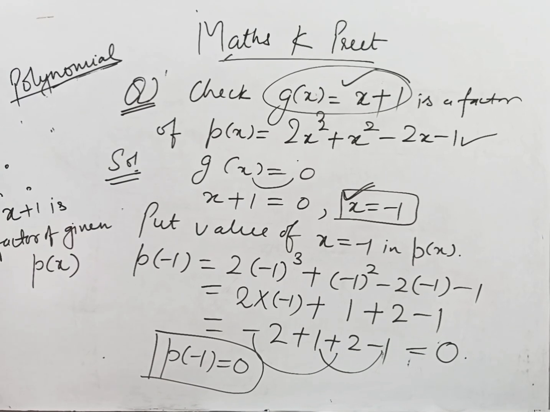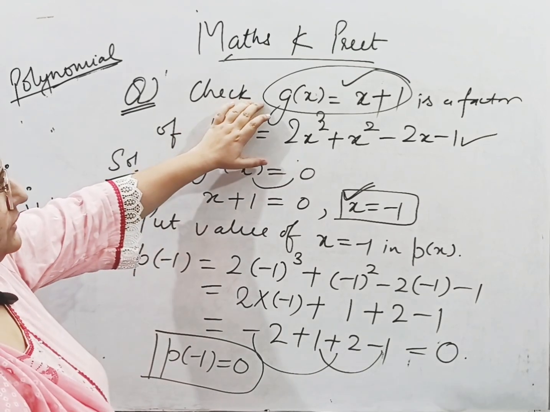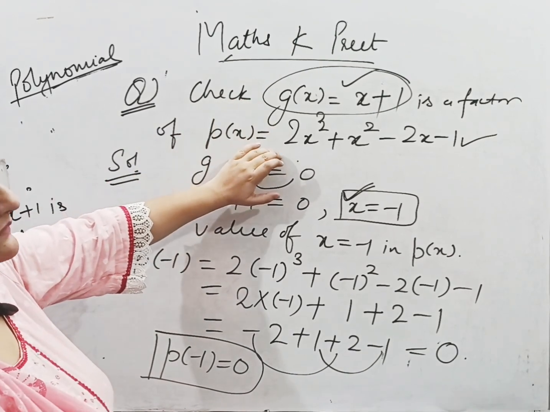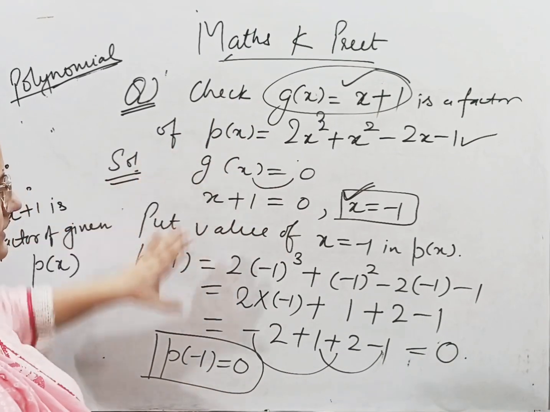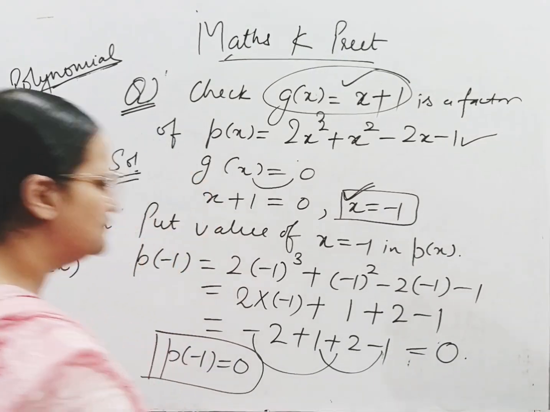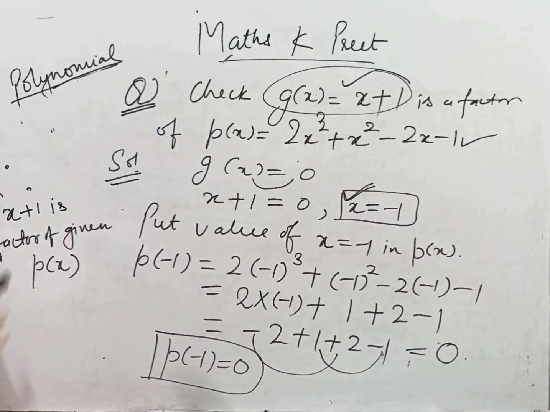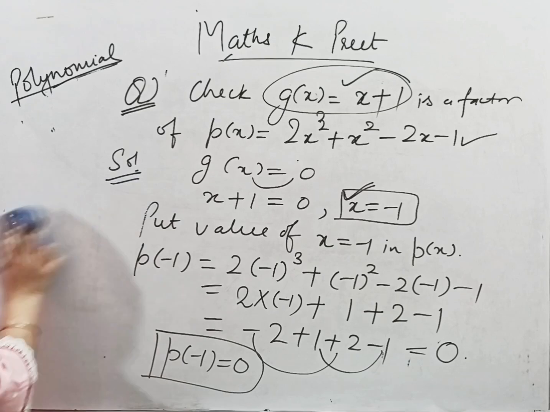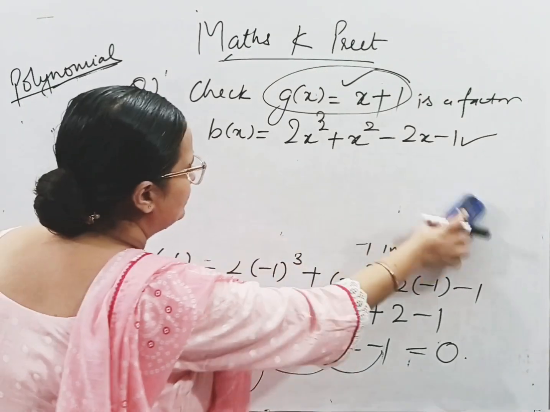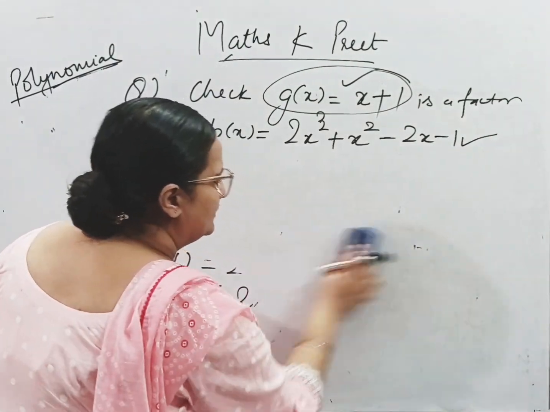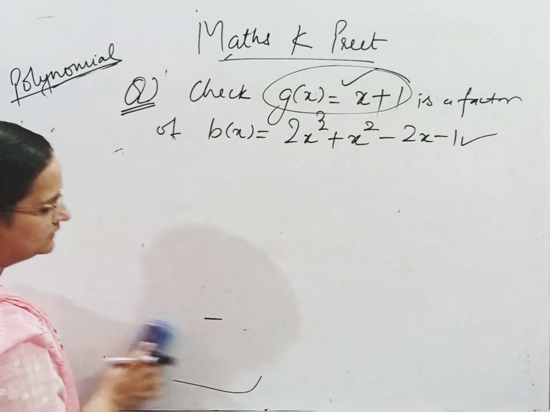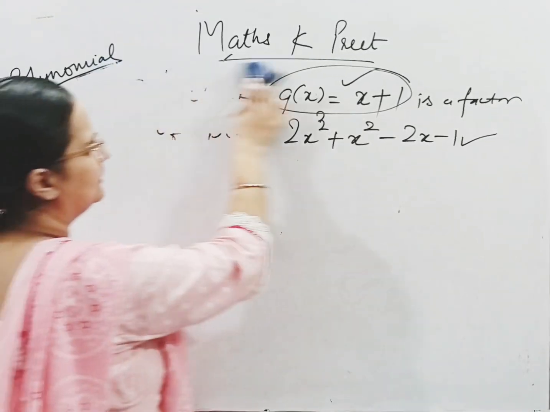So the first type of questions related to the factor theorem are these, where we have to check whether a given polynomial is a factor of another given polynomial or not. This is the way. Just equate to 0, get the value of x, put the value of x in the given polynomial, and if the remainder is 0, it will be a factor. If the remainder is not equal to 0, then clearly that linear polynomial is not a factor.